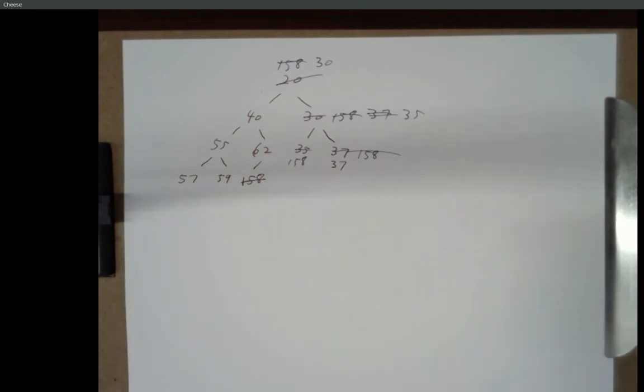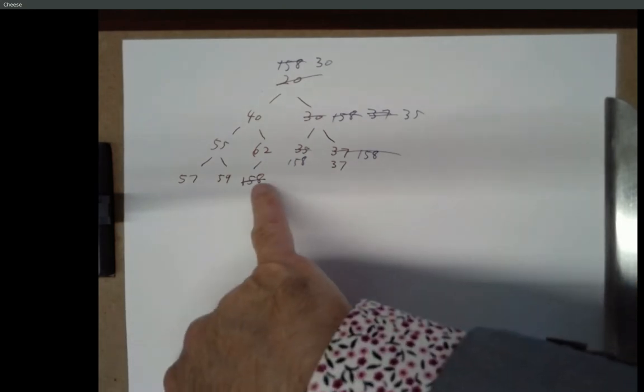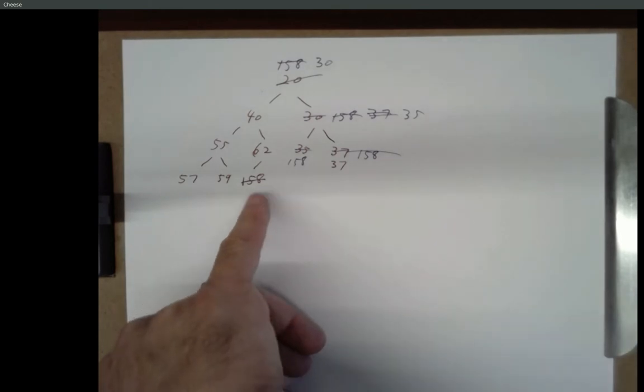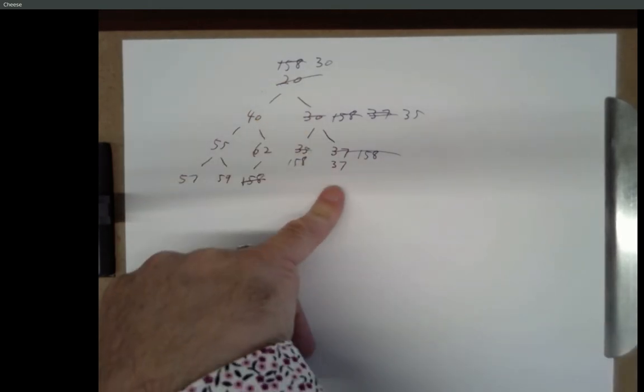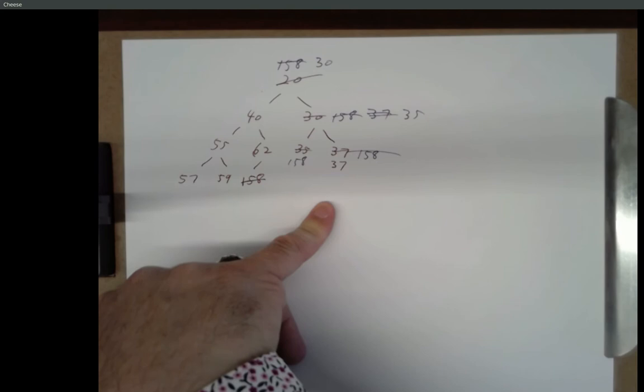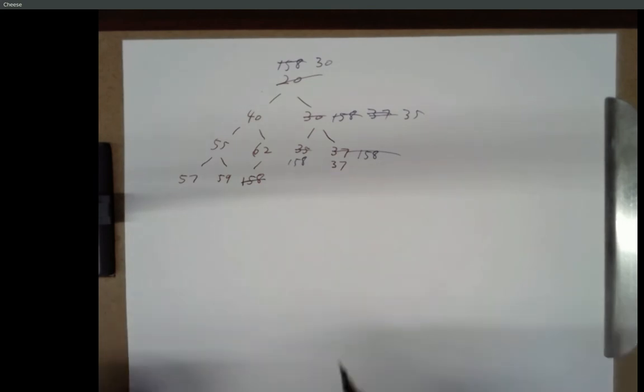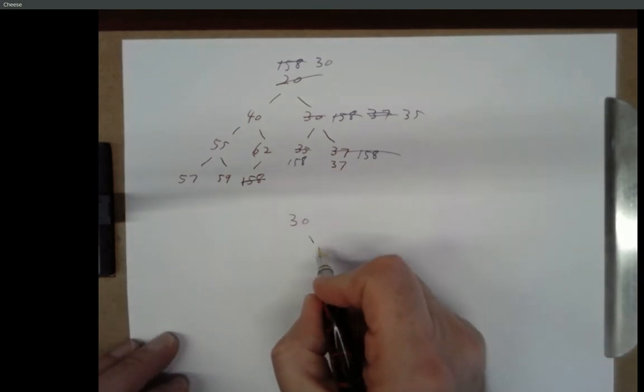So to delete, we grab the root, we replace it with the last element, and then we down heap. So now our heap looks like this.